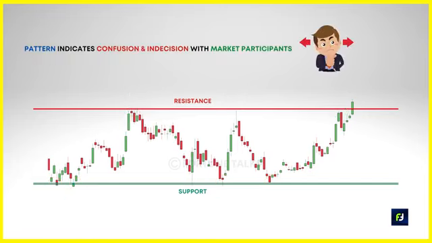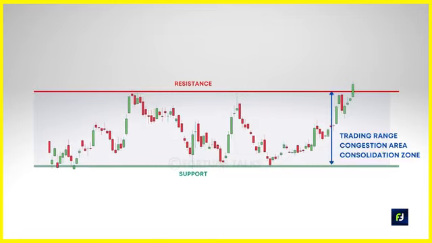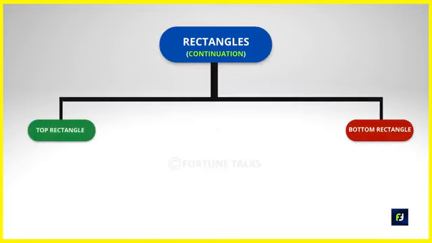the rectangle. Now, a rectangle formation shows a period of indecision between sellers and buyers as they take turns throwing punches at each other, but neither of them has dominance over the other. So the rectangle patterns are also known as trading ranges or congestion areas or consolidation zones. In this case, we are talking about continuation patterns, so we expect the price to break out and continue with the original trend. So in that sense, there are two types of rectangles.